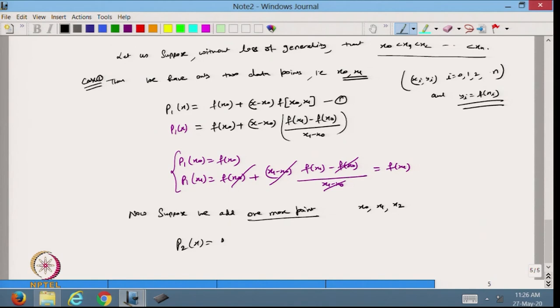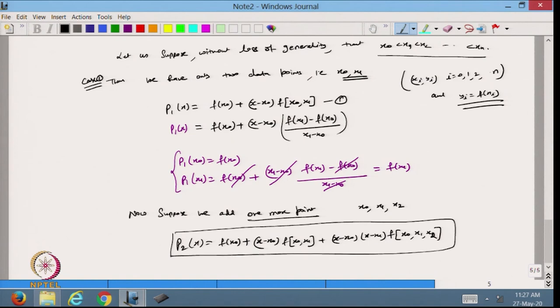So from here I can write this as f at x0 plus (x minus x0), that is already there, first divided difference f[x0, x1]. So I know that this was my p1(x). Now, I add one more term. So that is (x minus x0) (x minus x1) and then the second order divided difference. So this is my p1(x) and I have added one more term, that is (x minus x0) into (x minus x1) times the second order divided difference formula. And then it will be my quadratic polynomial.